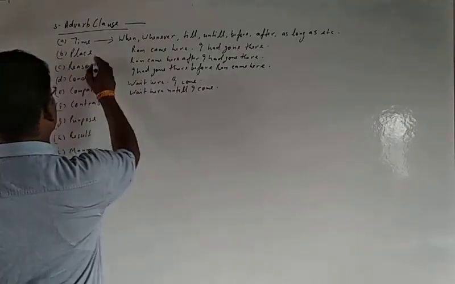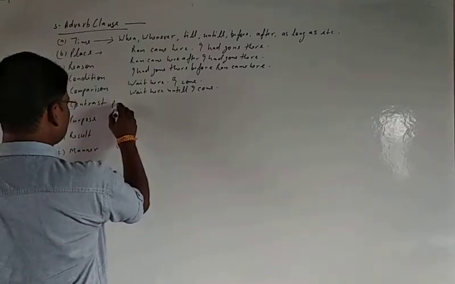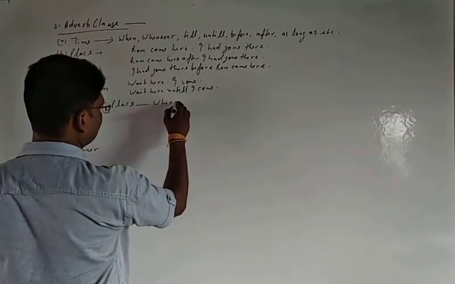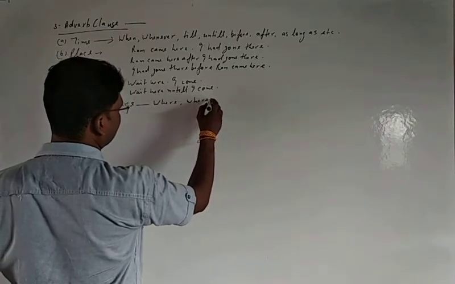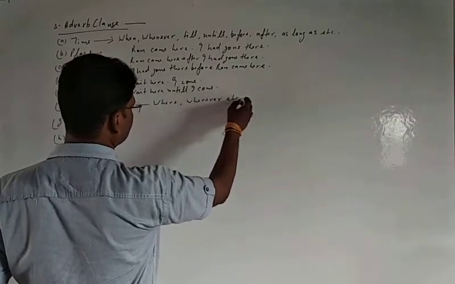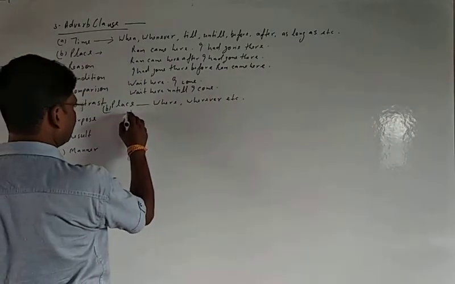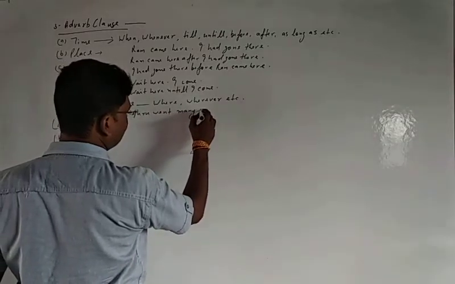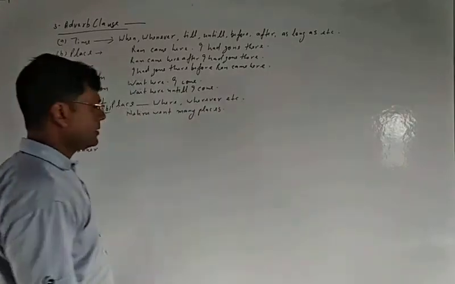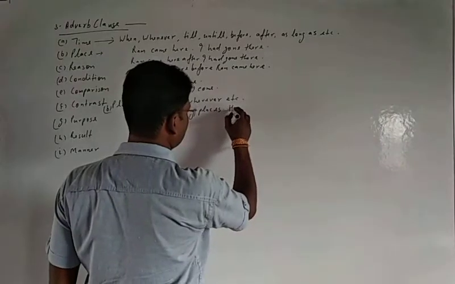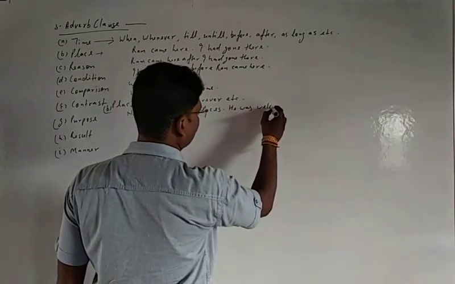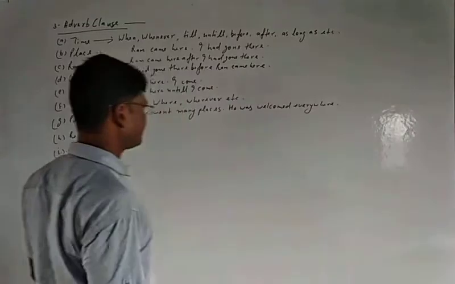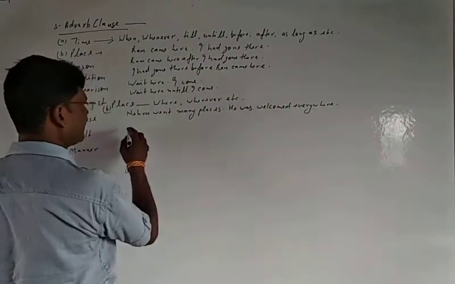Next is place. In place, where and wherever are used. Nehru went to many places. He was welcomed everywhere. So combine it.